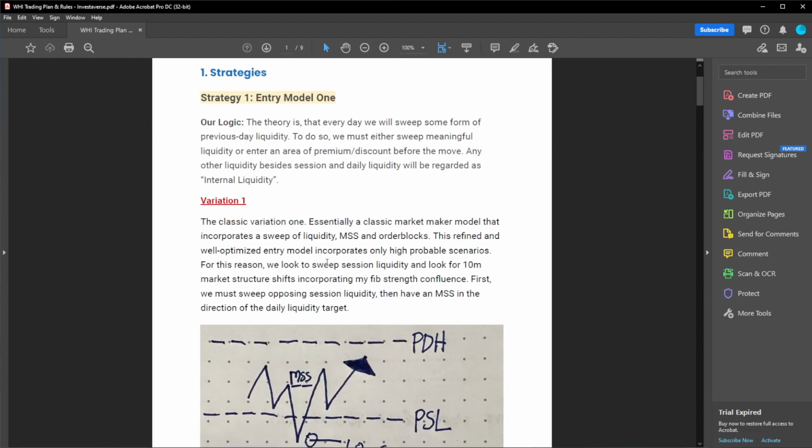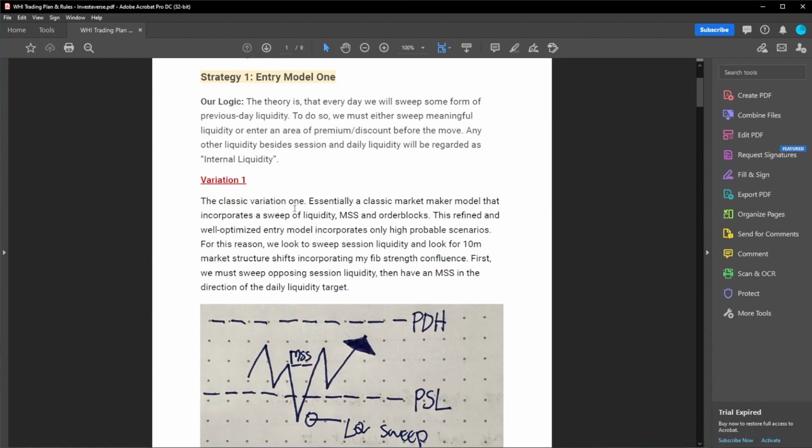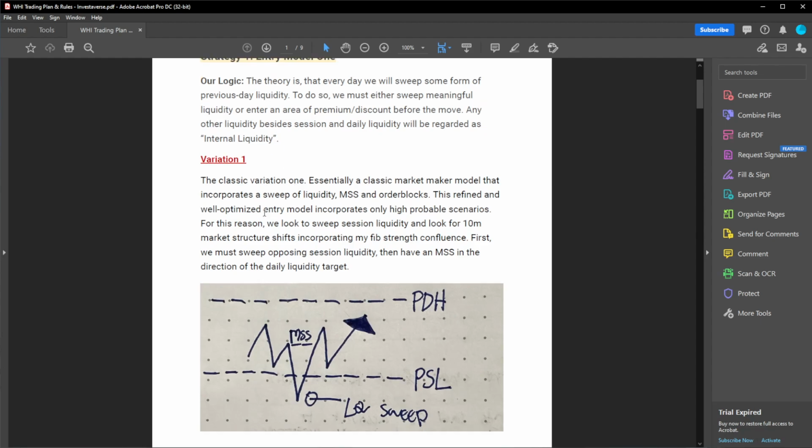So let's quickly go over variant 1 of the EM1. EM1 has two variants, and I'll go in depth in a second here. The classic variation 1 is essentially a classic market maker model that incorporates a sweep of liquidity, a market structure shift, and then order blocks. This is a very refined and well optimized entry model that incorporates only high probable scenarios.